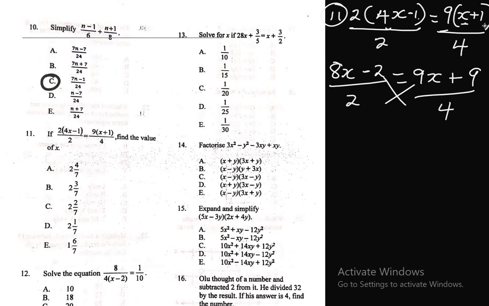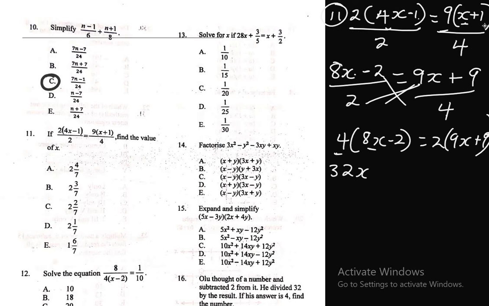Cross multiply. So 4 times bracket 8x minus 2 close bracket equal to 2 times 9x plus 9. 4 times 8x will give us 32x. 4 times minus 2 is minus 8. 2 times 9 is 18x. 2 times 9 is plus 18.